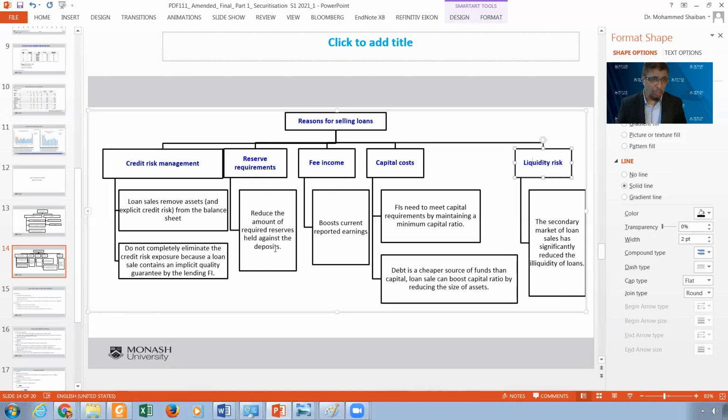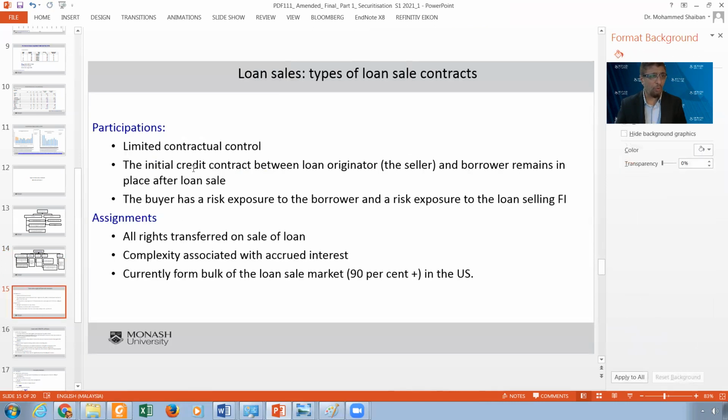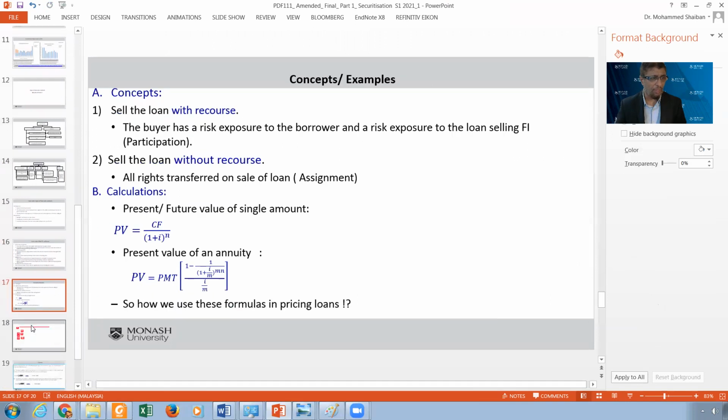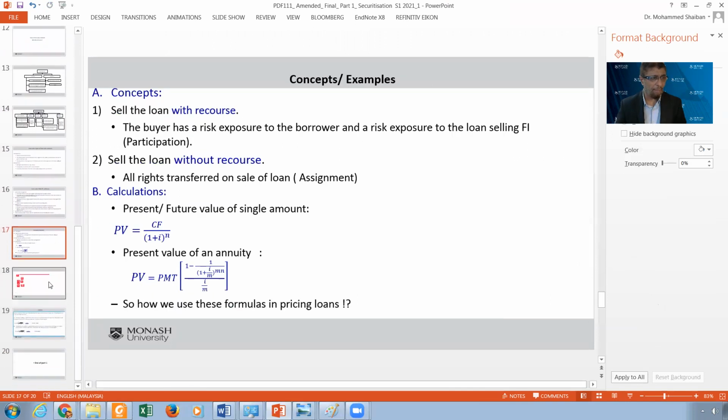Now, these issues, these boxes, are already reflected in this slide, if you want to read about it here, and we are done with this.